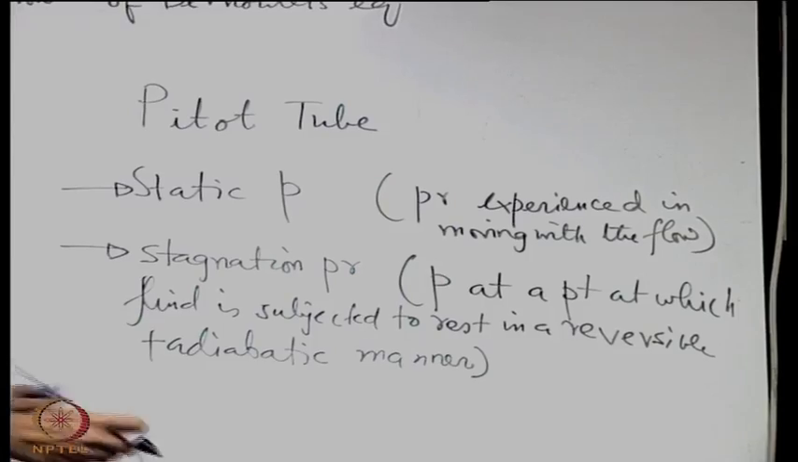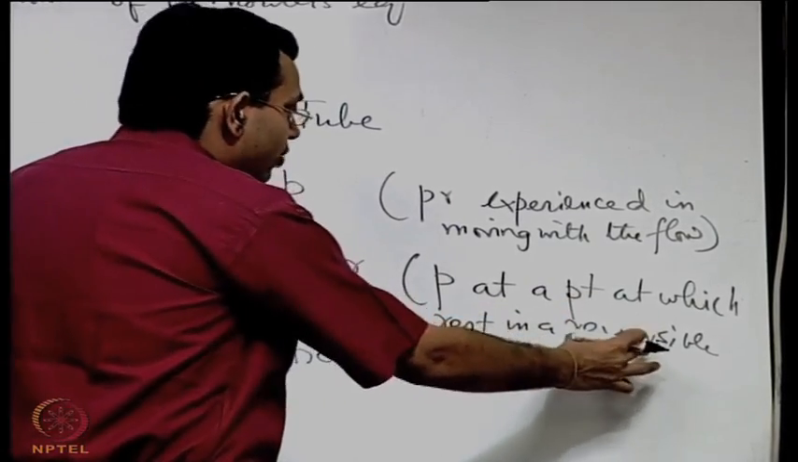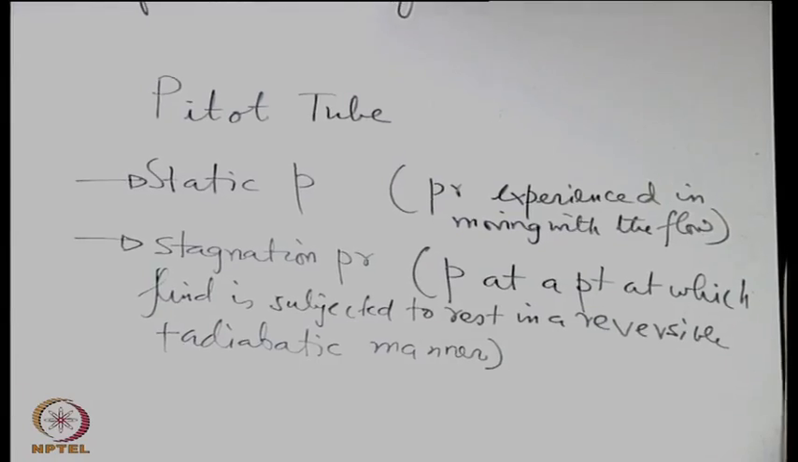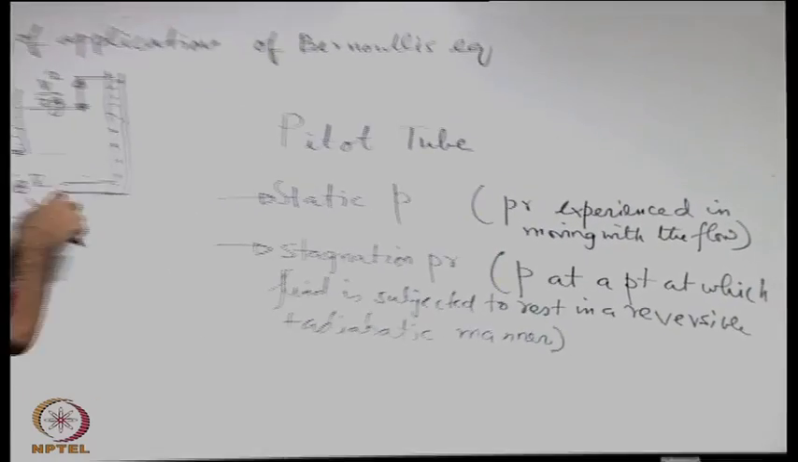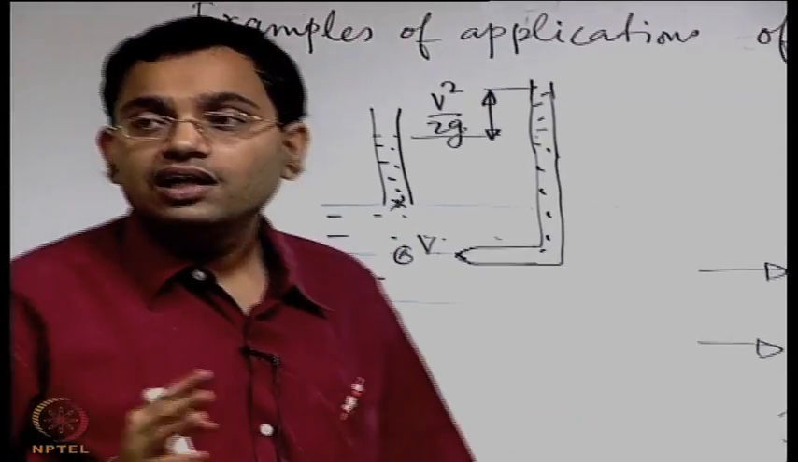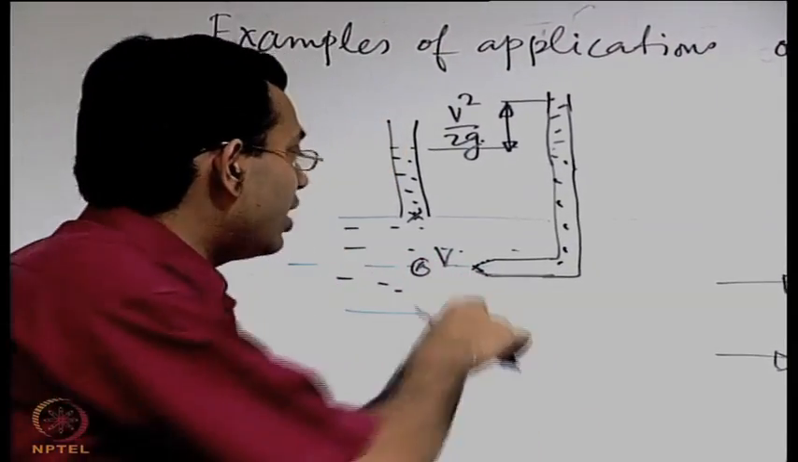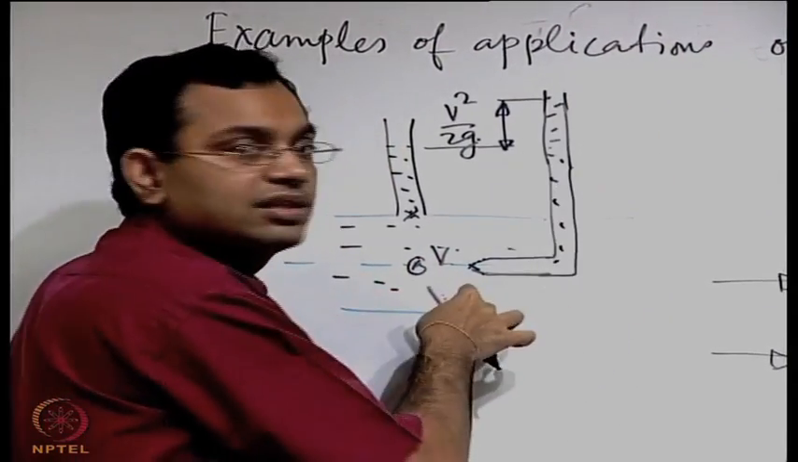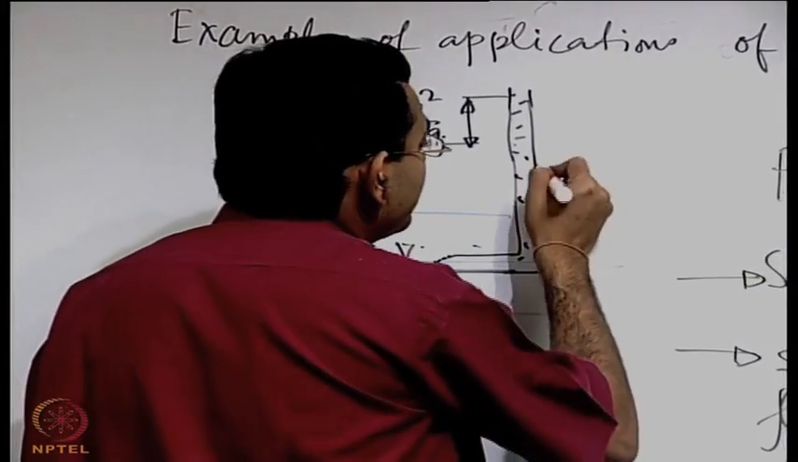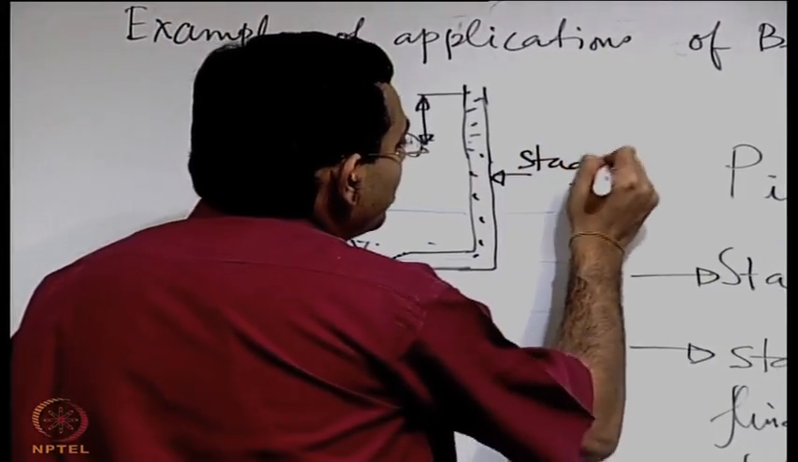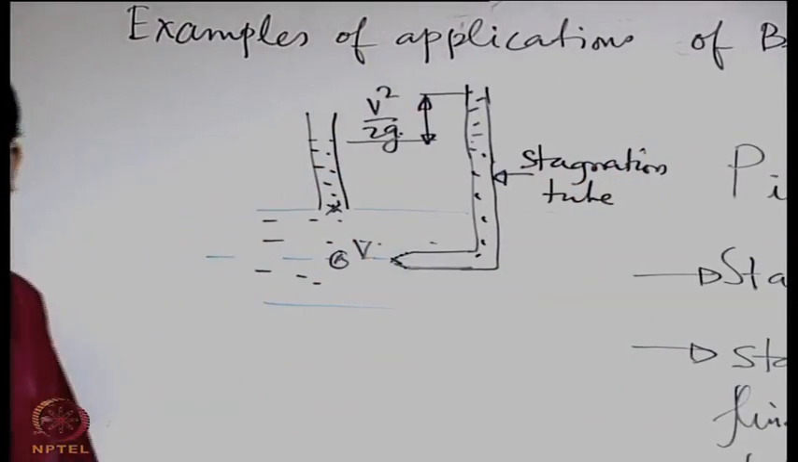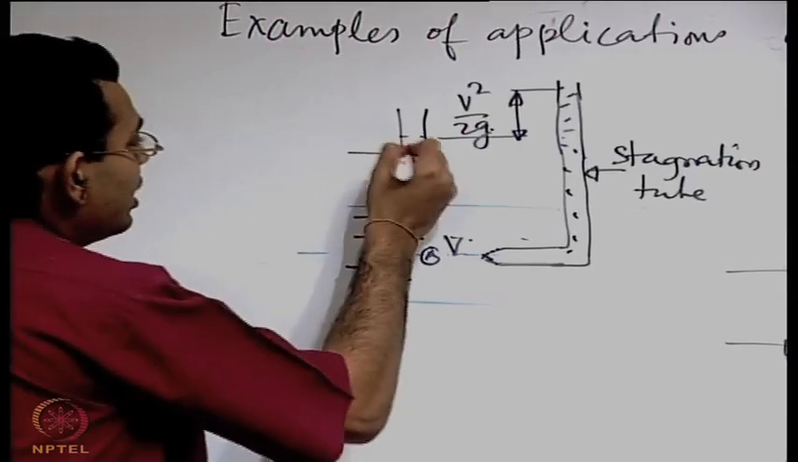But the important understanding in our context is that one of the important requirements of this is that it is a frictionless flow. So that means when the fluid is subjected to rest at a point, you have to make sure that it is subjected to rest in a frictionless manner. So whatever is the pressure that this tube is getting is the stagnation pressure. So this is also known as a stagnation tube because its reading gives an indication of the stagnation pressure, and this is known as a static tube.